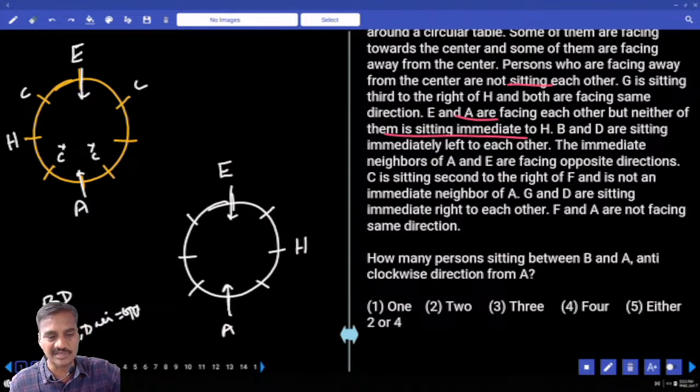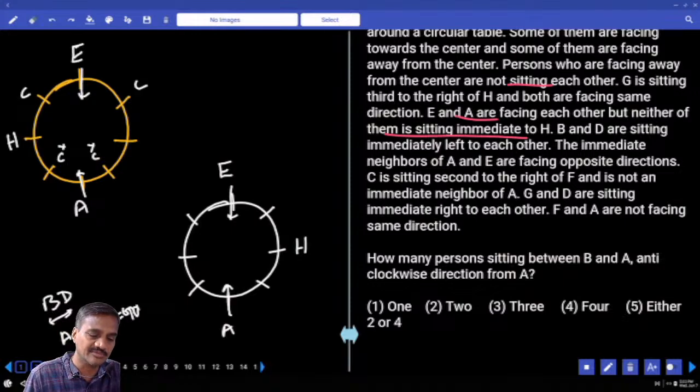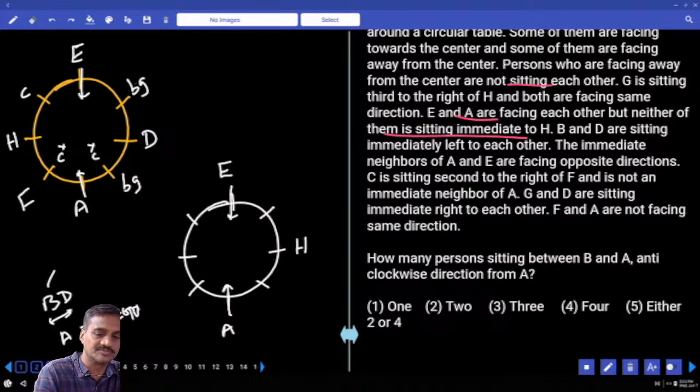G and D are sitting immediate to each other, and B and D are also immediate to each other. That means B, D and G must be together, and D must be exactly at the center. Now C cannot be at this place, isn't it? Then B, D and G are together. Then who is the person left over here? F is the person left.